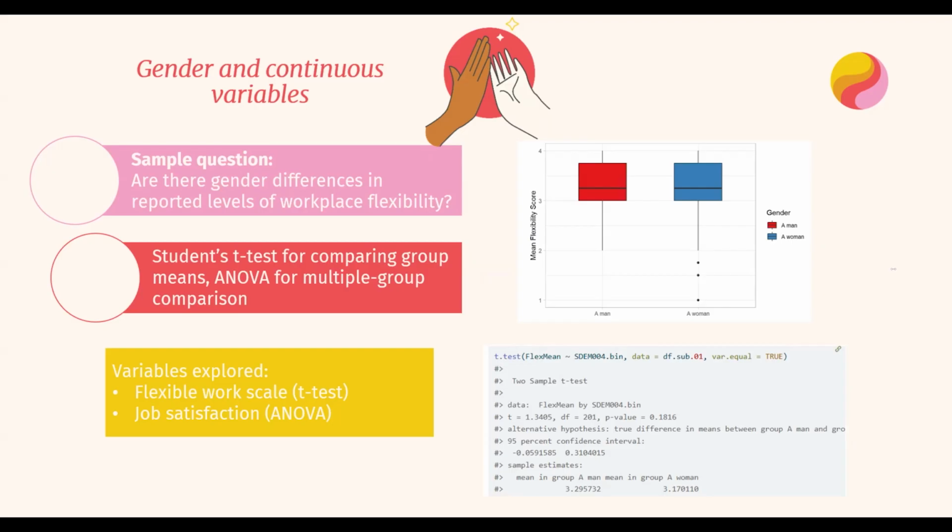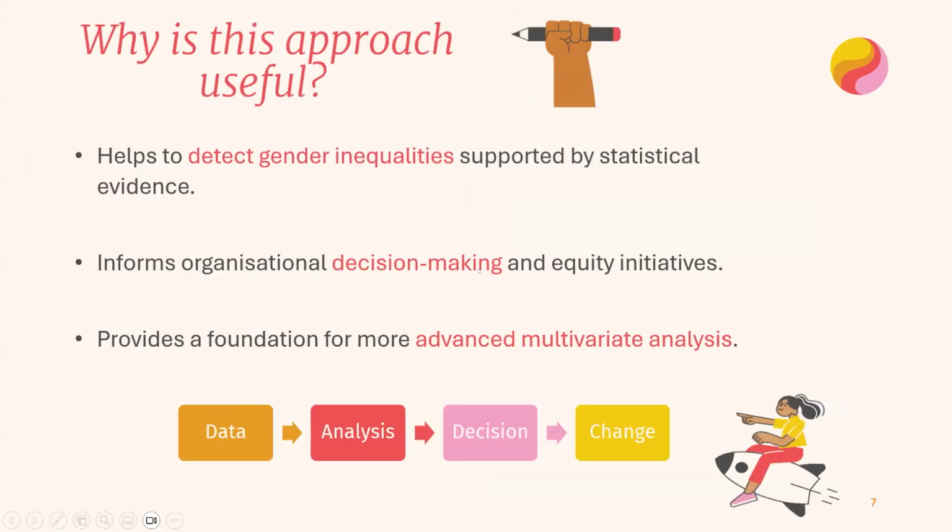The variables explored in the manual are the flexible work scale, job satisfaction, and others. So you can expand this kind of analysis with your own data and your own research question. That is a basic analysis for the first gender gap research.